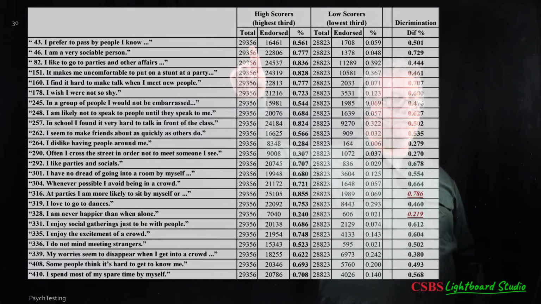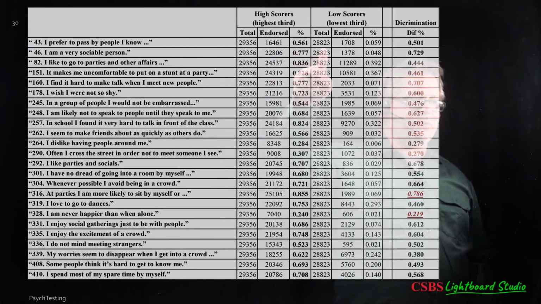29,356. This is a huge data set. So of those total, I split it up into the highest third and lowest third of the total people, based on the total score. I figured out the number of people who actually endorsed this item. In the highest third, about 56%, and in the lower third, only about 6%. The difference is about 50%.